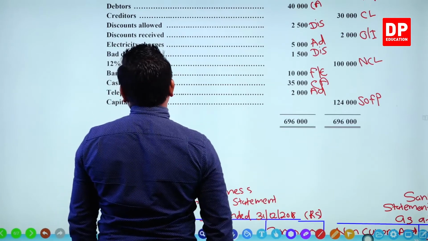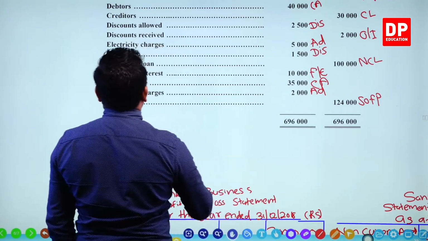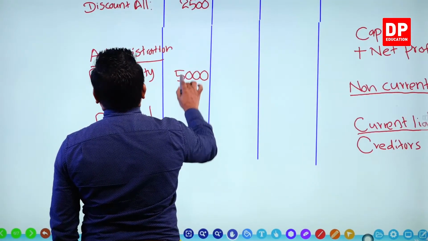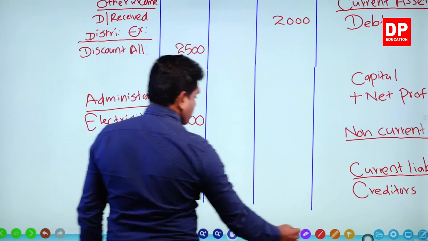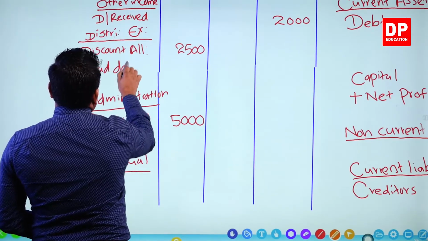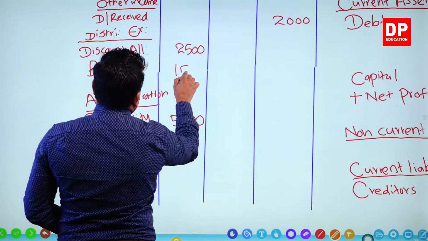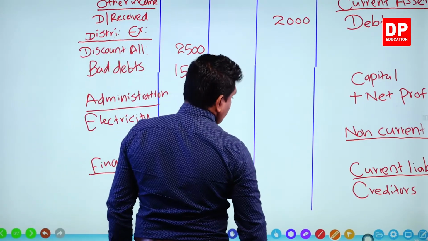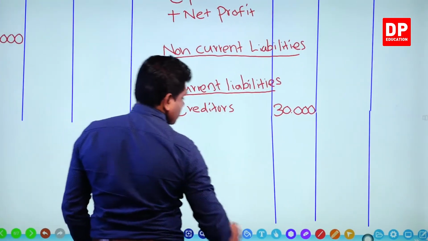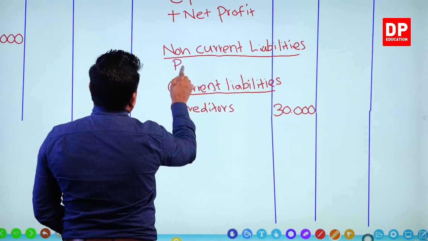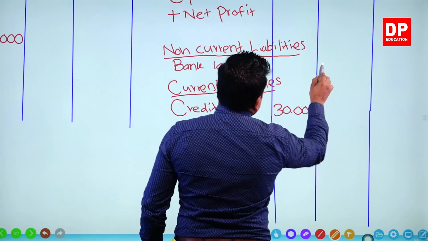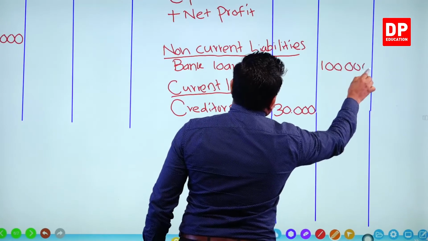Then bad debts 1,005, bank loan 100,000. Bad debts 1,005. Do you remember the bank loan? Bank loan 100,000. It comes under the non-current liabilities.